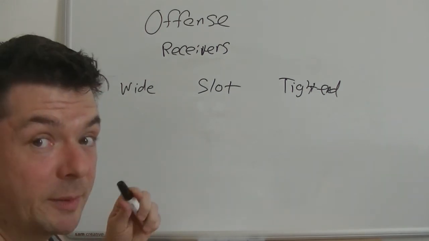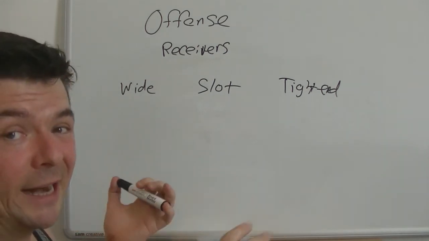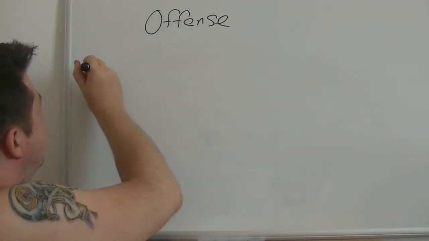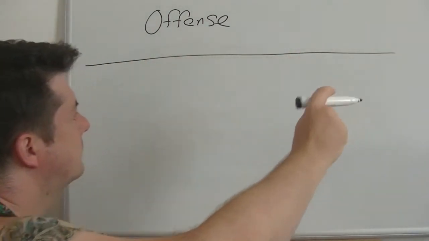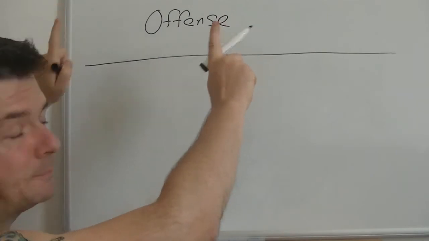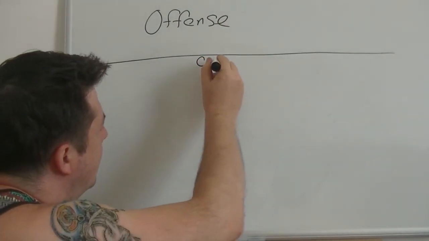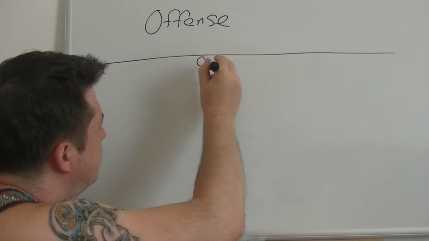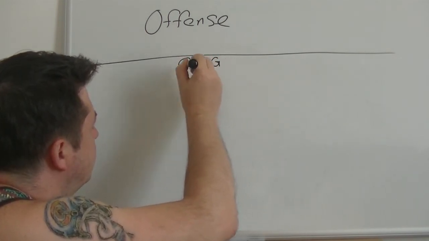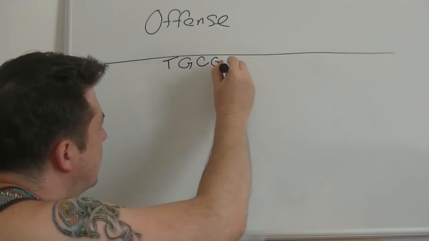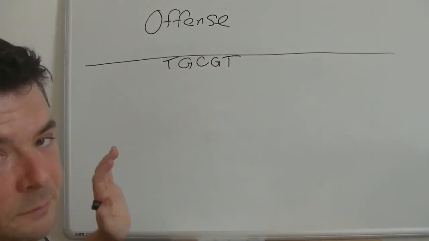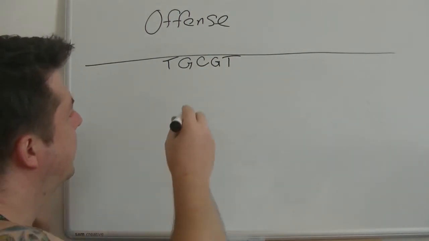All right, let's go over the basics of how the offense is laid out on the field. So you've got the line of scrimmage. Ball will be going that way. You will have your center, your guard, a tackle, and a tackle. So that's how that one's set up.